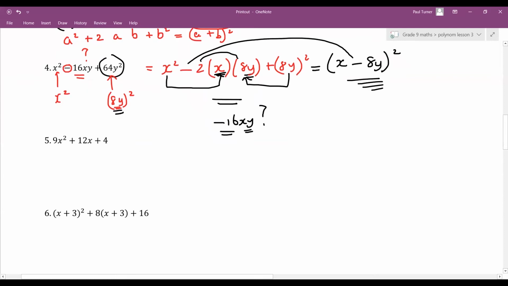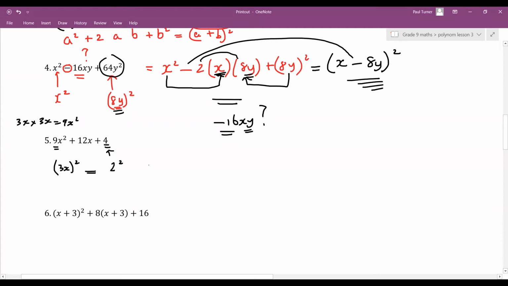All right. So if you think you know what you're doing, why don't you try this yourself? You don't have to listen to me, just try and do it yourself. But if you're not sure still, keep listening. So we've got 9x squared and we have 4. So the 9x squared, we need to break that down as 3x all squared. Remember, that's just the same as 3x times 3x, which is 9x squared. And then the last term is 4, so that's 2 squared.